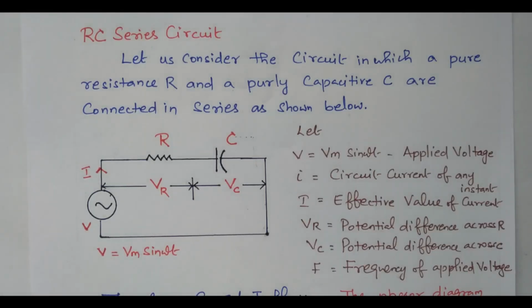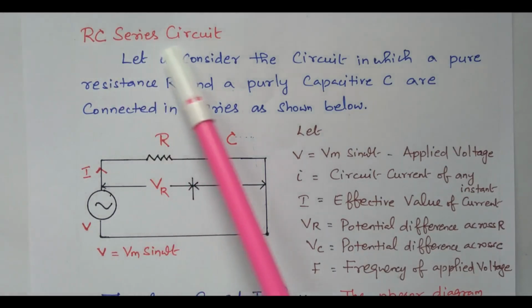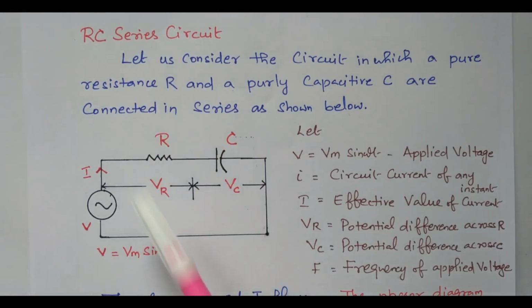Welcome viewers. In this video we will see the RC series circuit, that is, a resistor and capacitor connected in series. Consider this diagram. A resistor and capacitor are connected in series and energized by the AC voltage. We will see the behavior of this circuit. We are going to analyze the current, voltage, impedance, power factor and power.